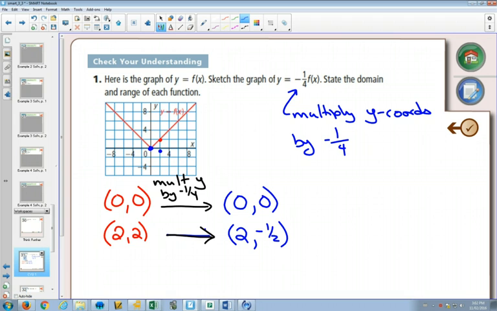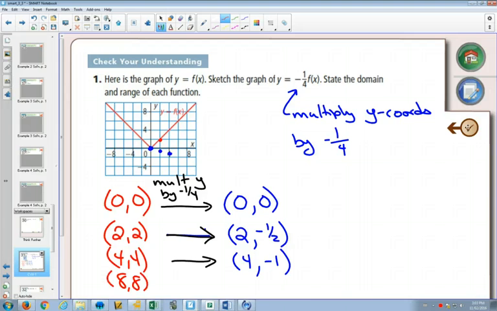So what might be a value that I could choose on my red graph that would be easy to label on my blue graph? 4 and 4? And 4 and 4 would end up at 4 and negative 1. So if I do that, well, it's not too bad. It would be right here. We're going by 2's. We could go 8 and 8. And 8 and 8 would end up at 8 and negative 2.